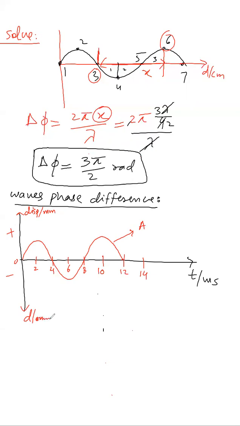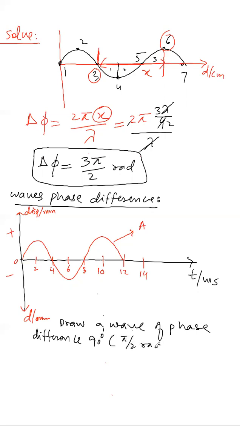Okay, so what is your task? You have to draw a wave of phase difference 90° or pi by 2 radian as compared to wave A. So there is another term, phase lag, phase lead.